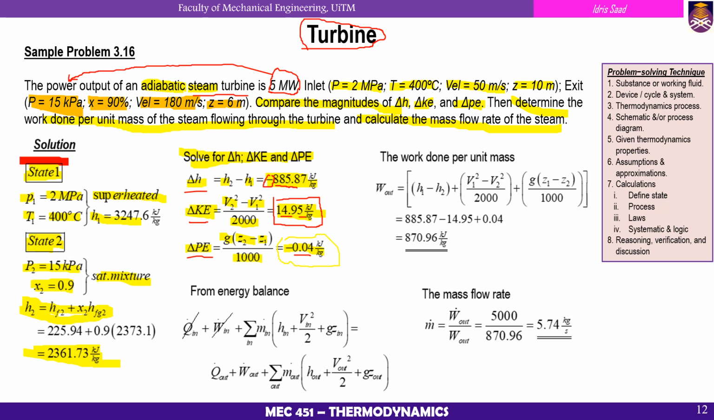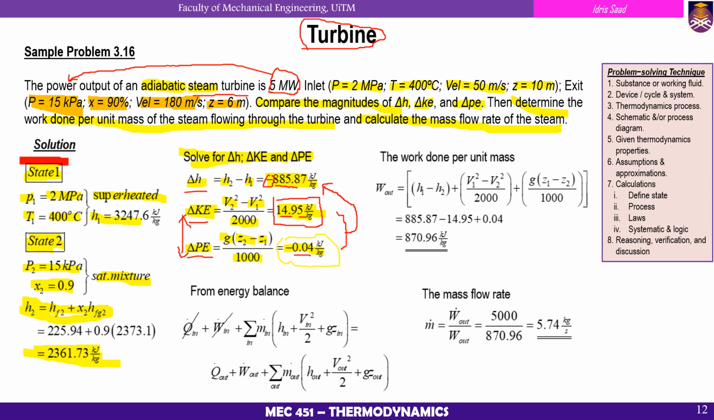That's why we say the kinetic energy and the potential energy are much smaller than the change of enthalpy. That's why normally for the energy balance for the turbine and compressor, we always neglect the value of the kinetic energy and potential energy. Okay, so this example actually shows you how small the kinetic energy and potential energy are as compared to the enthalpy, and why we always neglect them.